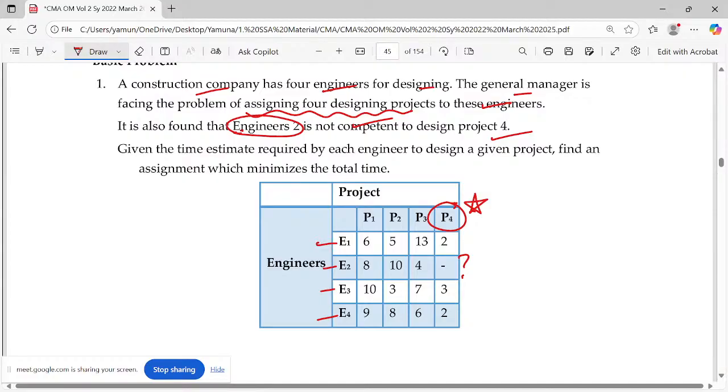regular customer, or there are some customers who will find fault with whatever you do. So engineer 2 may not be suitable. Or engineer 2 may be very short-tempered, and project 4 won't suit him. There can be anything personal also.